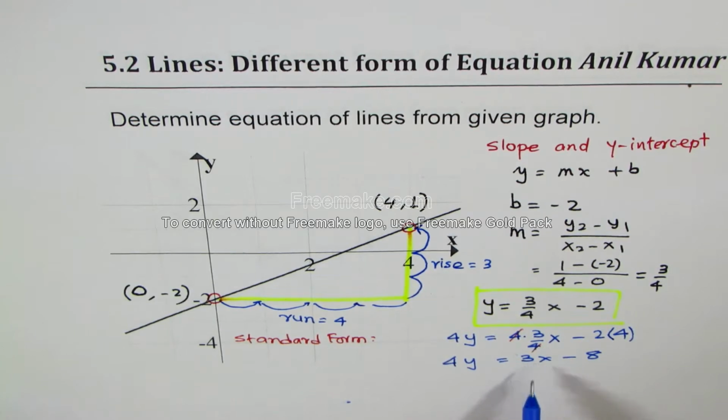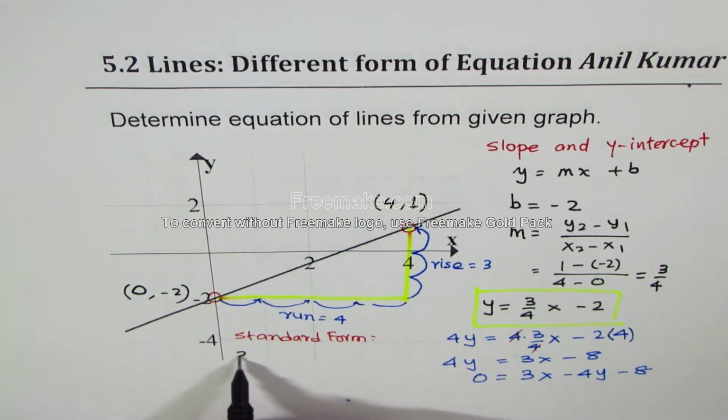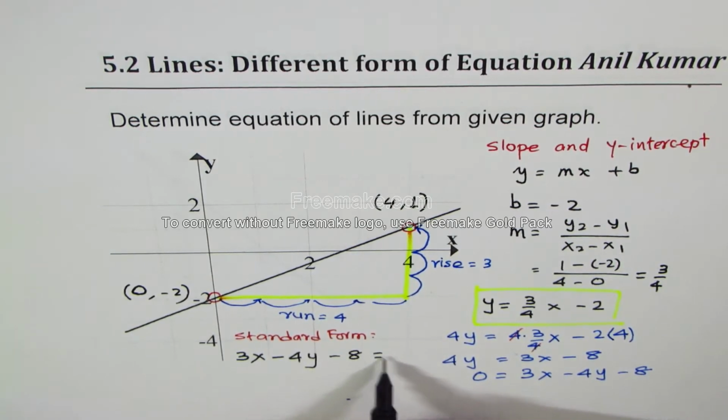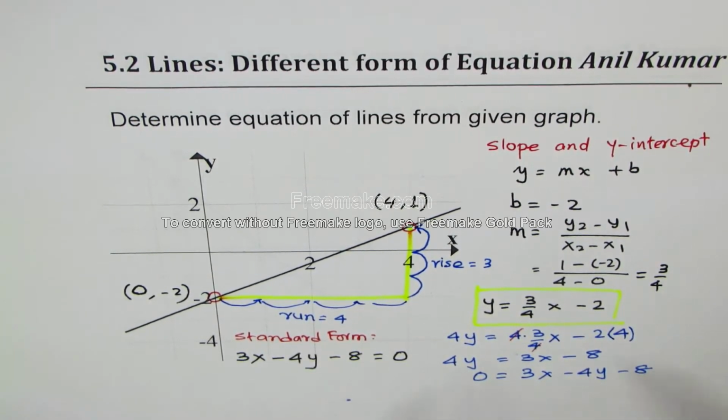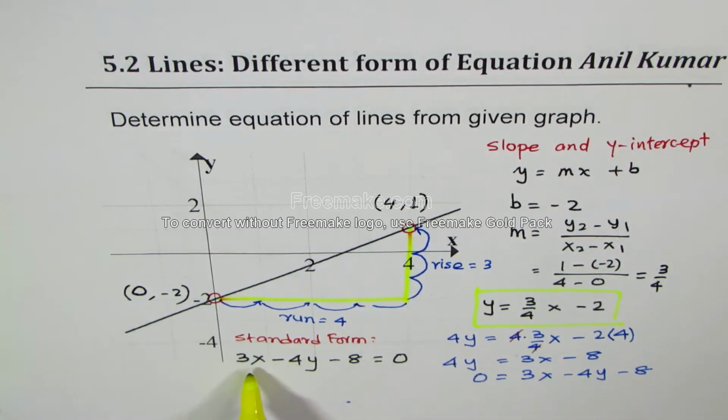Bring all the terms together so that x has a positive coefficient, right? So we want to keep 3x positive, so we'll keep them on the right side. 3x minus 4y minus 8 equals 0. So that becomes the equation, which I could write here as 3x minus 4y minus 8 equals 0. That is how we could write this equation in standard form, correct? So as you can see, whenever you want to write in standard form, keep x terms first with positive coefficient, correct?